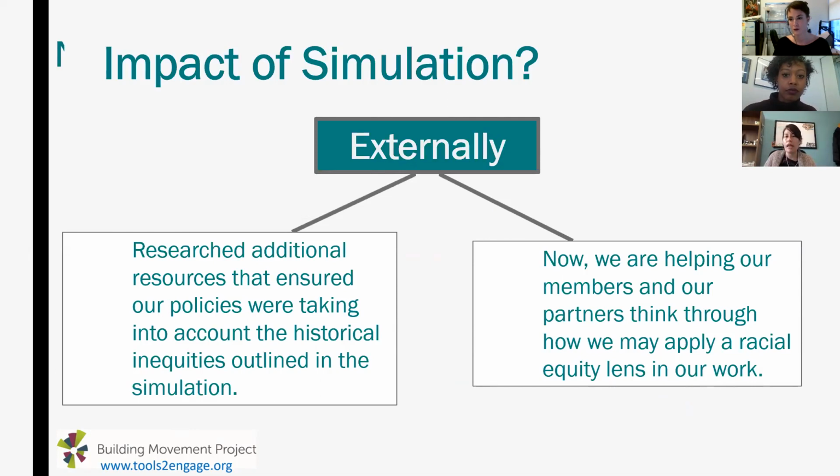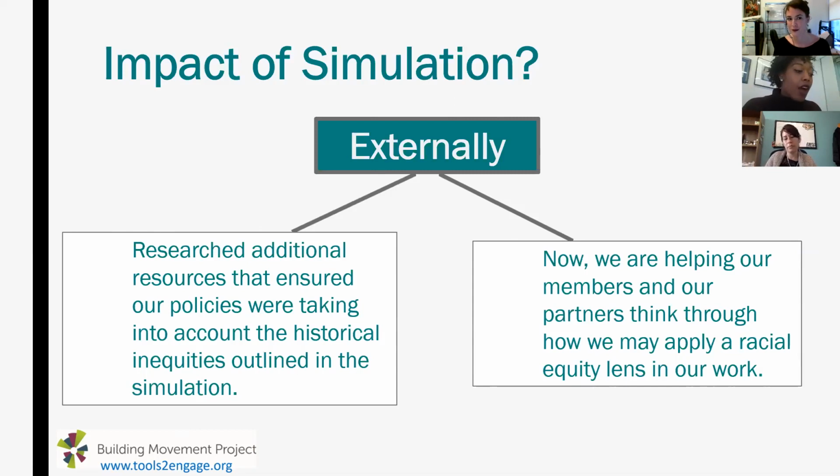in our work. And I want to be very upfront and honest here in saying that by no means are we an expert, and by no means are we going out and teaching folks. We're simply sharing our experiences and also learning from other folks that maybe are further down the process in applying a racial equity lens.